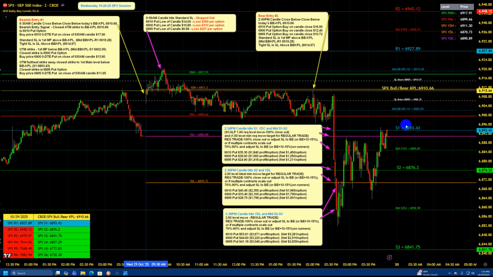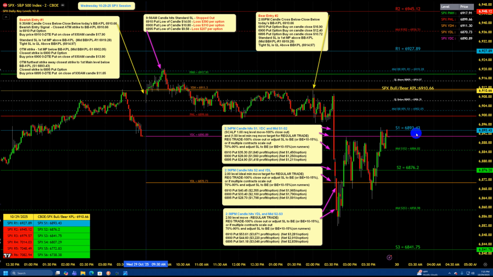The final option that you could do is one level away. Remember, the first was the half level away, the midpoint level, in the direction that we're trading. Bearish, this is the level we're trading. One full level away is the S1, 6893.43. The closest strike to that is the 6895. So those are your 3 choices.